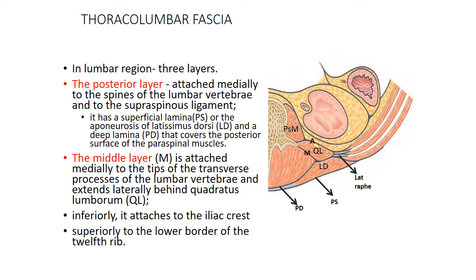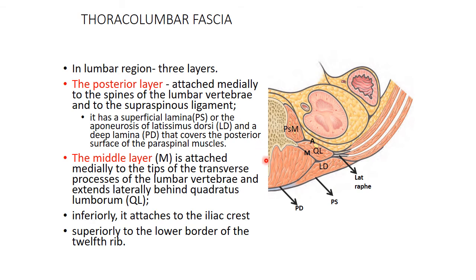Okay. Now about the thoracolumbar fascia. In the lumbar region, this is an extensive fascia. It is also extending into the posterior part of the thoracic wall. But we'll talk about the arrangement of the fascia in the lumbar region. In the lumbar region, it has 3 layers. We'll begin from the posterior layer.